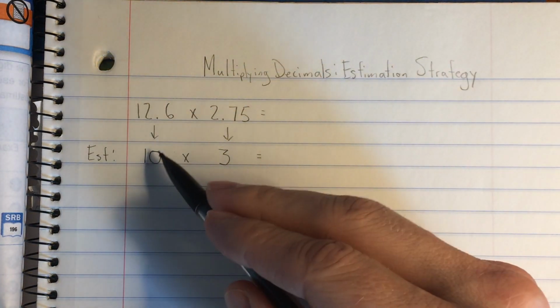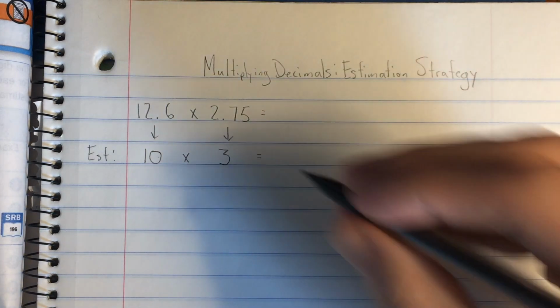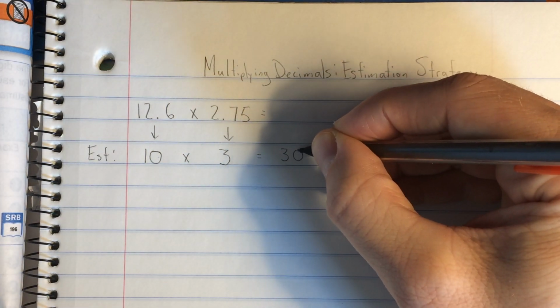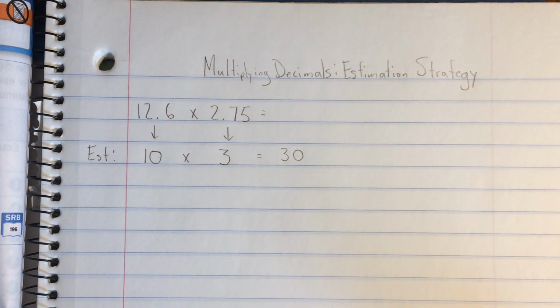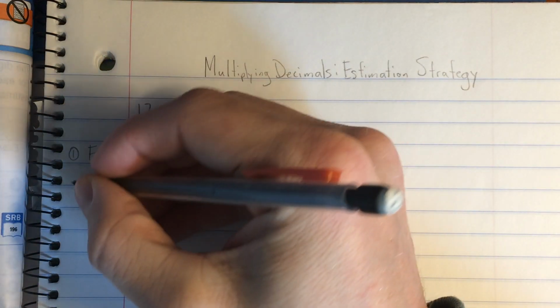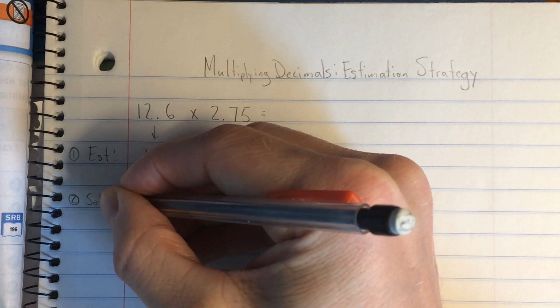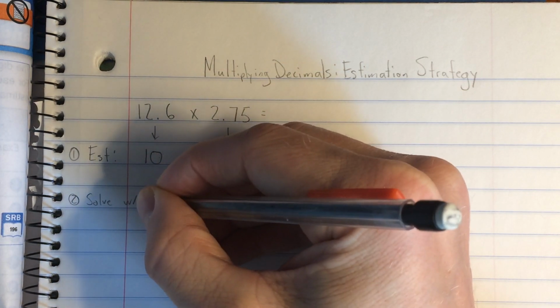Because look what we have now. Can you do 10 times 3? You bet, it's 30. So as an estimate, we have 30. Cool. So next step. Step 1 is estimate. Step 2 is solve without decimals.